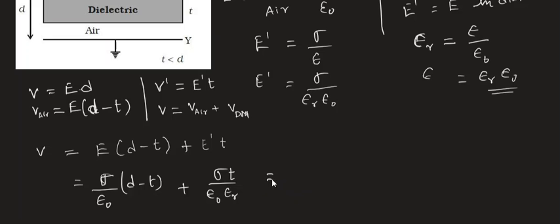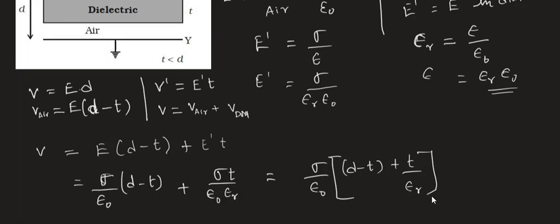And we can take outside the bracket the gcd. So sigma divided by epsilon naught is the gcd, that can be taken outside the bracket. So the remaining is d minus t, is it not? So d minus t plus t by epsilon r, that is the relative permittivity.